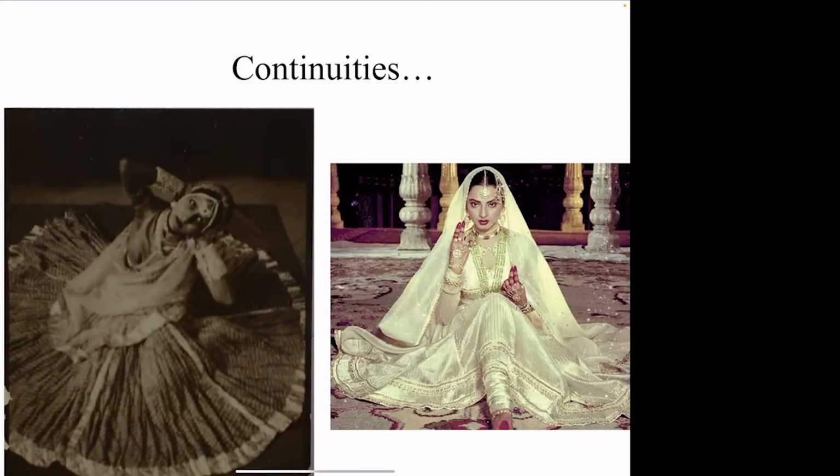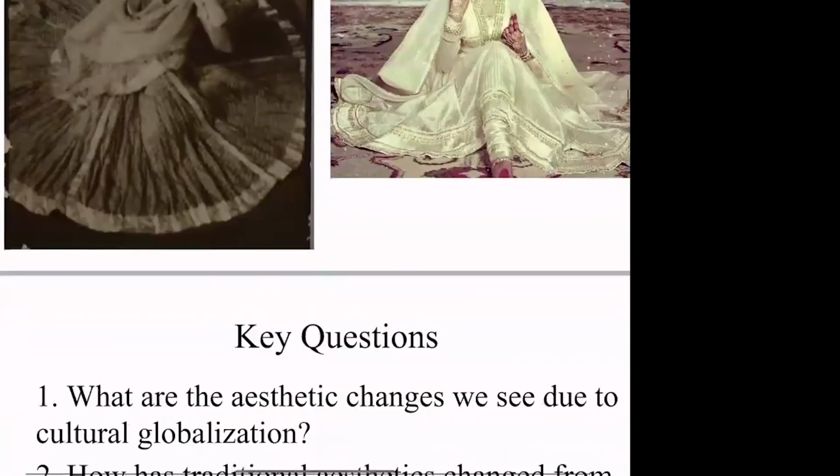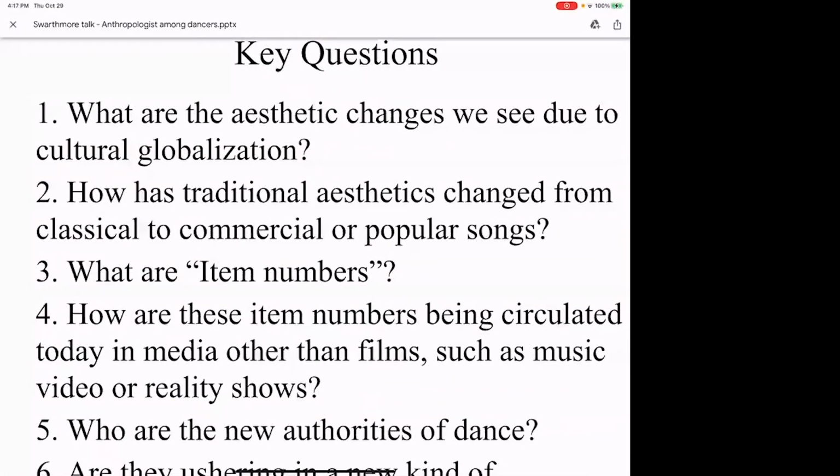So I was very interested in this continuity, as well as how Indian classical dance is represented in Bombay films now, in the modern Indian period. So I wanted to share with you some of the key questions that I was interested in, looking at these transformations. So the first question is, what are the aesthetic changes we see due to cultural globalization? And I will later hint at what that means. Cultural globalization is a big term.